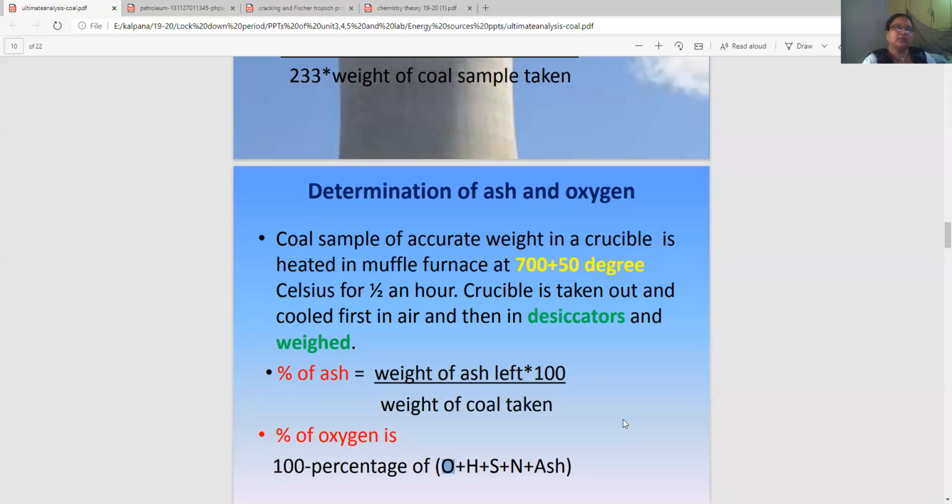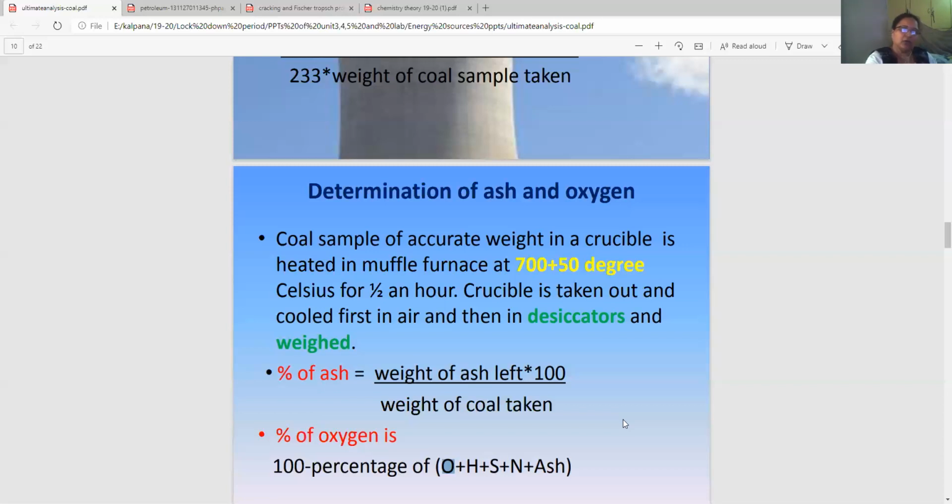Then coming to sulfur and nitrogen. Sulfur causes pollution, so it is not desirable. Nitrogen is an inert gas, so it may be present or not present, it doesn't make any difference. So that is why we say that the percentage of carbon should be very high, even in ultimate analysis of coal. Okay. So this is about ultimate analysis of coal and its significance.